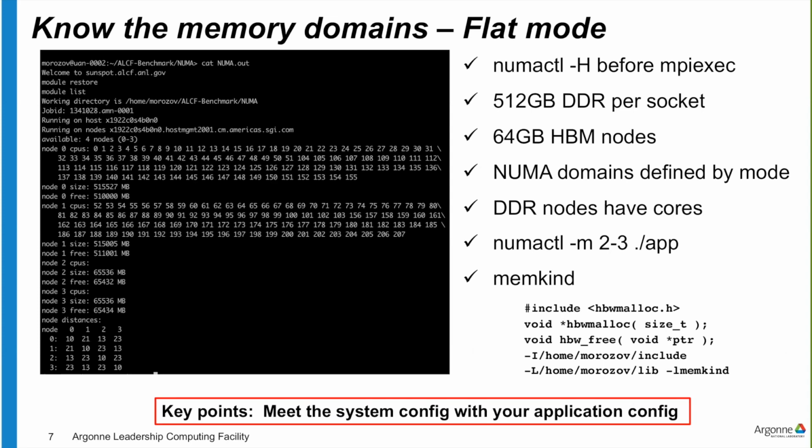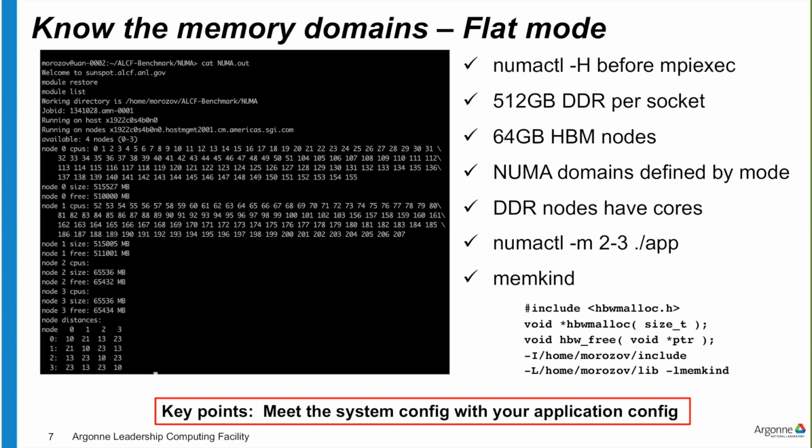A little bit about the memory domains. Aurora and Sunspot are using the Sapphire Rapids host, the CPU which has both DDR memory and high bandwidth HBM memory. The DDR memory is 512 gigabytes and the HBM memory is 64 gigabytes. The configuration can be determined by using the numactl command with -H before you use mpiexec, so that you know in which configuration you are running.